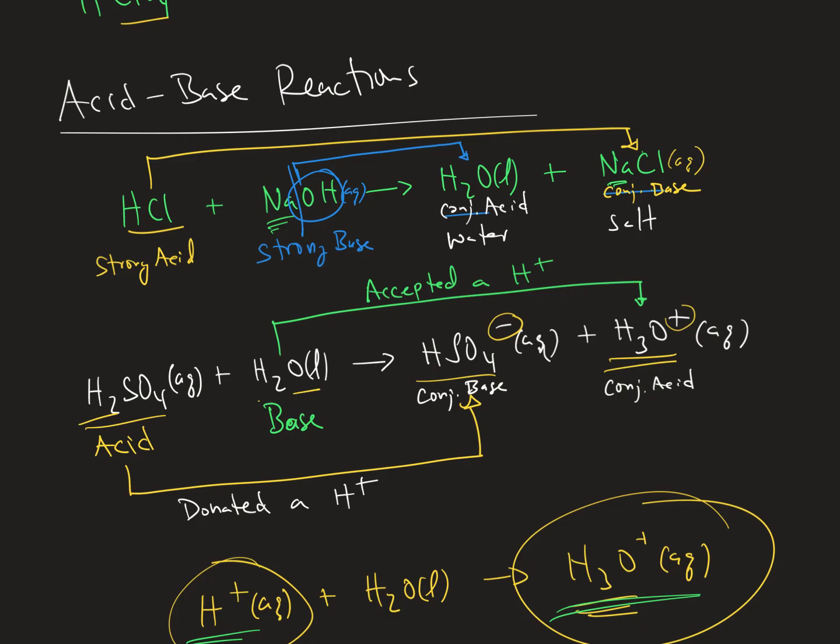OH accepts H plus and becomes H2O. That's it. It is a proton acceptor, so it is a base. That's right. And the water is a conjugate acid. Can the water be an acid and a base? Yes. In this case, a base turned into an acid. That's what makes water an acid sometimes.